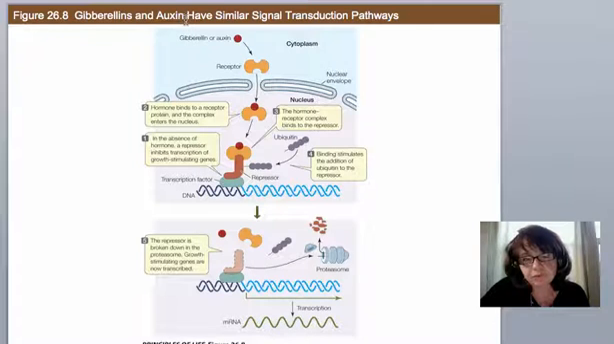Gibberellin and auxin, they're hormones, and they actually trigger a signal transduction pathway. Do I want you to memorize this? No. I'm just bringing it up to remind you. Remember, we talked about signal transduction in animal cells. Plants do signal transduction too.